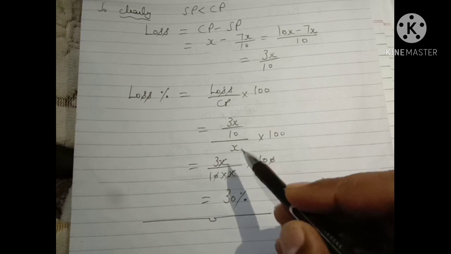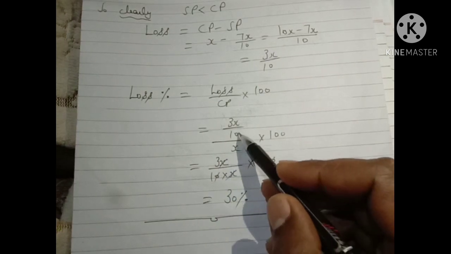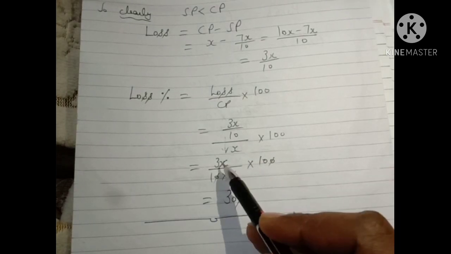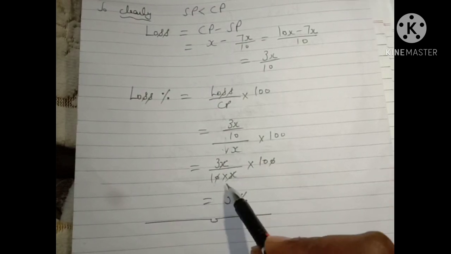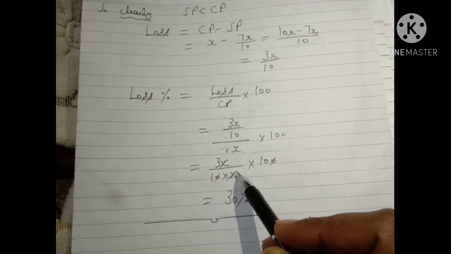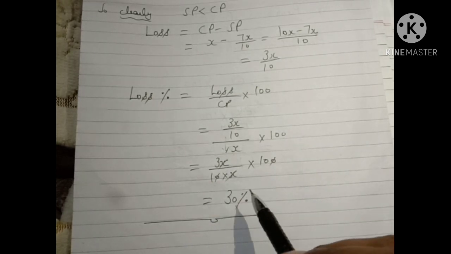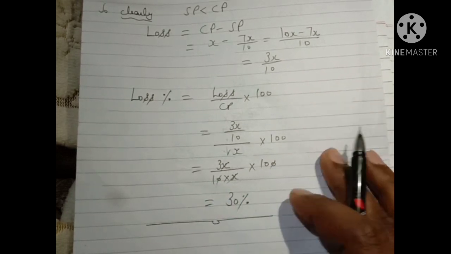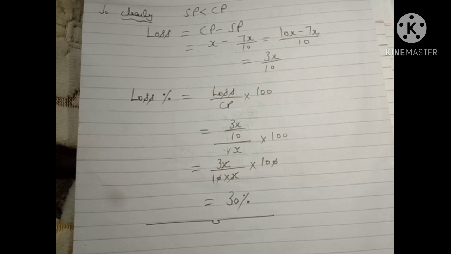In the next step you take this 10 in the denominator with this X, so it becomes 3X over 10 into X, into 100. Then this 0 and this 0 are cancelled, and this X and this X are also cancelled. So it becomes 3 into 10, which is 30%. So in this case the loss is 30%. So this is the solution.